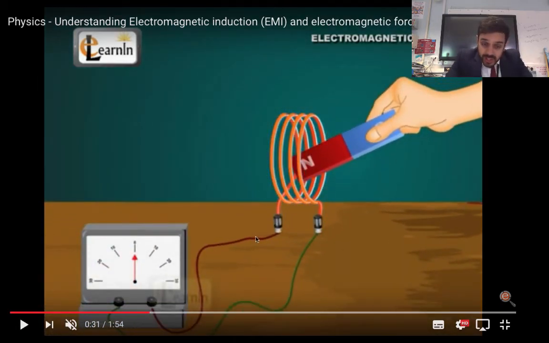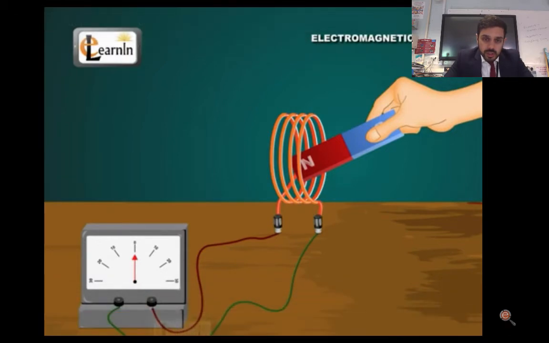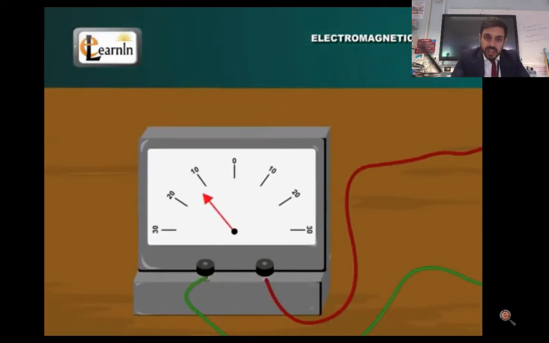You actually generate a very small current in the wire. Carry on. Yeah, it'll show you a bit closer what happens. So you get a current leading.